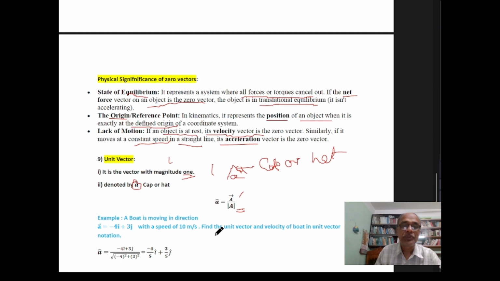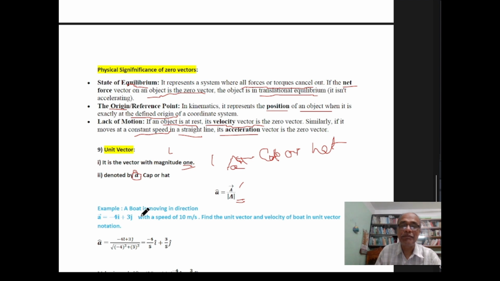Now we go to one example. A boat is moving in this direction, where i cap and j cap are the unit vectors, with a speed of 10 meters per second. Find the unit vector and velocity. Here you see, vector A equals unit vector multiplied by the magnitude of the vector. Now here we first find the unit vector.